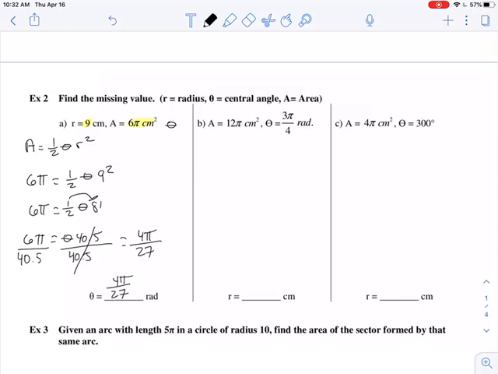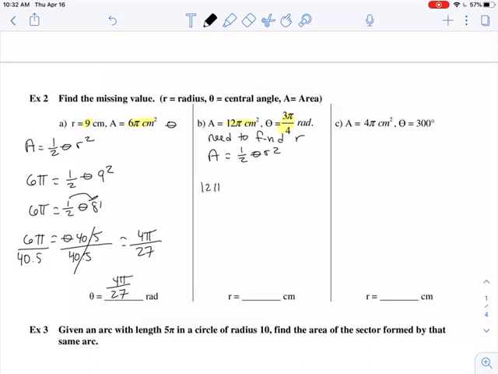I'll do B with you, and then I'm going to leave C for you to do. So in this one, I have my area, and I have my theta. What I'm missing is that R. Okay, so my formula is the same. Area equals half theta times radius squared. So let's just start plugging in what we have.